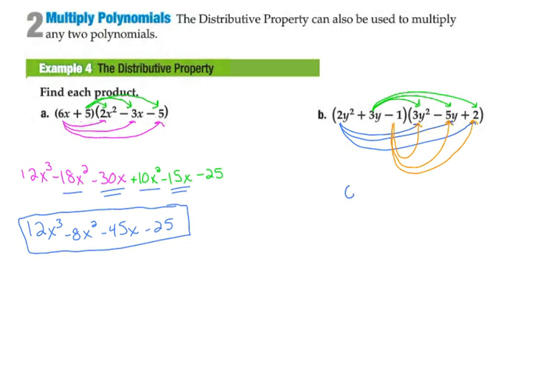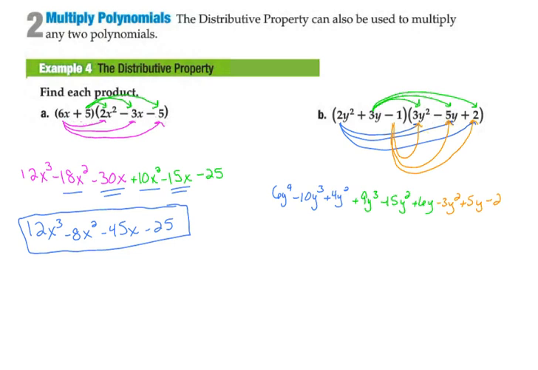We have 6y to the fourth. We have negative 10y to the third. And we have a positive 4y squared. And I know I'm going to run out of room. Okay, now we have a positive 9y to the third. We have a negative 15y squared, and we have a positive 6y. Now we have a negative 3y squared, a positive 5y, and a negative 2.